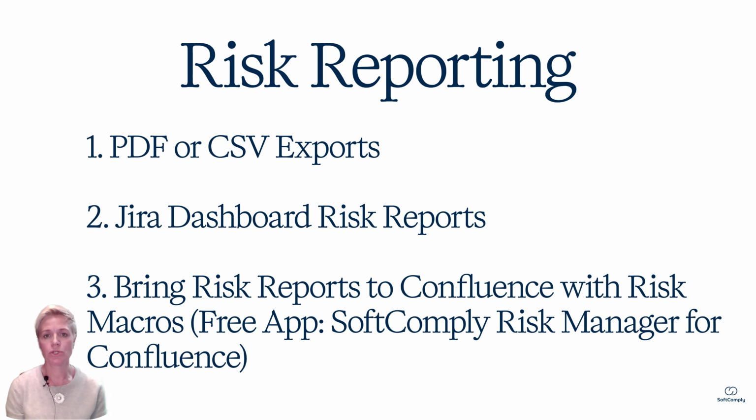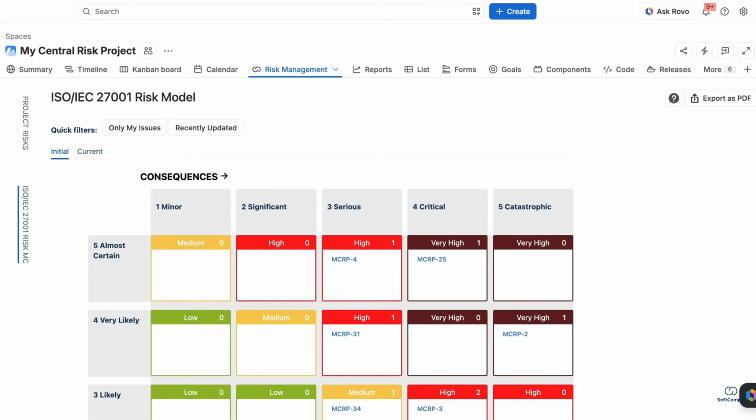First, you can export your risk model or your risk table into PDF or CSV. PDF reports are most commonly sent to auditors. Second, you can build live operational and management reports in your Jira dashboard. And third, you can bring your risk matrices and risk registers directly into Confluence. You can then send them for review and approval through your document management system on Confluence. But let me show you each of the options.